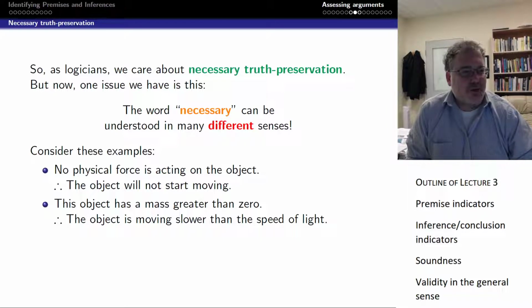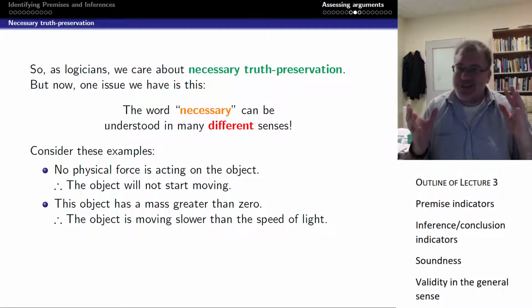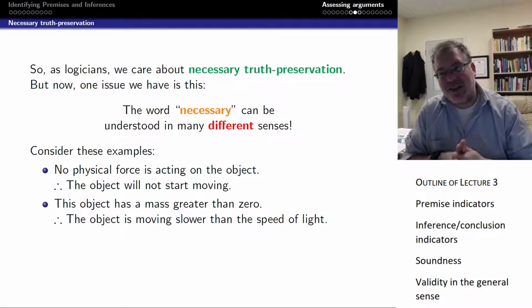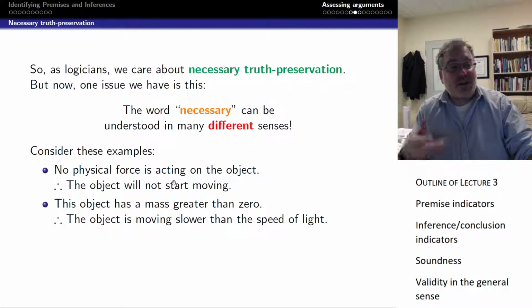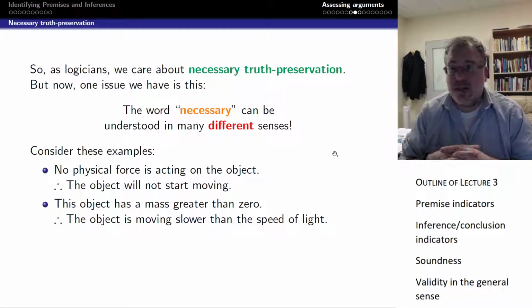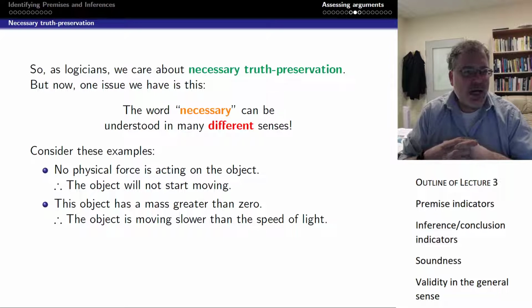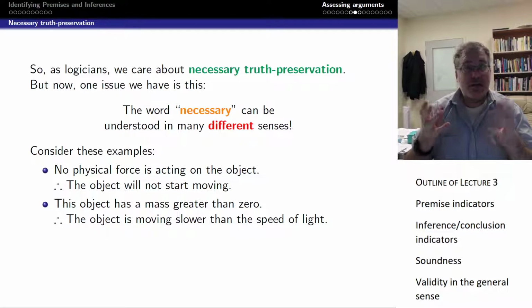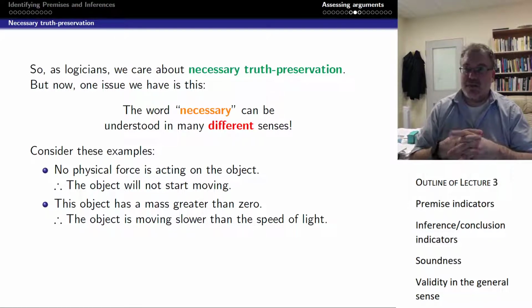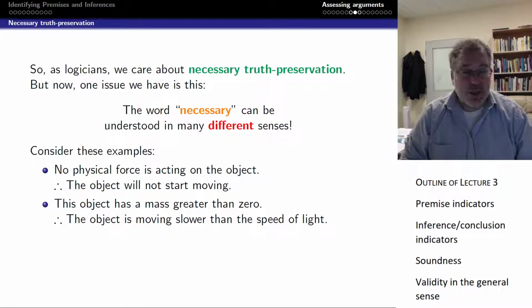No physical force is acting on the object, therefore the object will not start moving. Well, if no force acts upon a body, physics tells us it's not going to accelerate. Right? So that means its velocity is not going to change. And the conclusion, that it will not start moving, means it wasn't moving to begin with, and it's not going to start moving. Okay? So the conclusion necessarily follows from the premises because of the laws of physics, because of the laws that govern the universe that we live in.